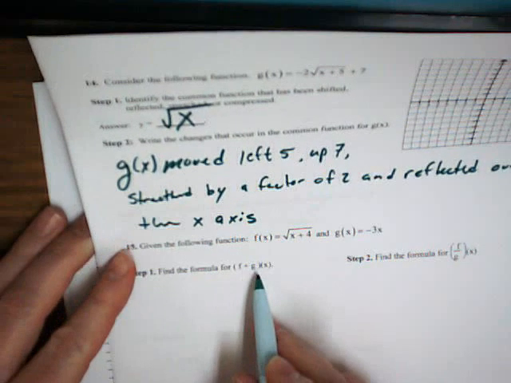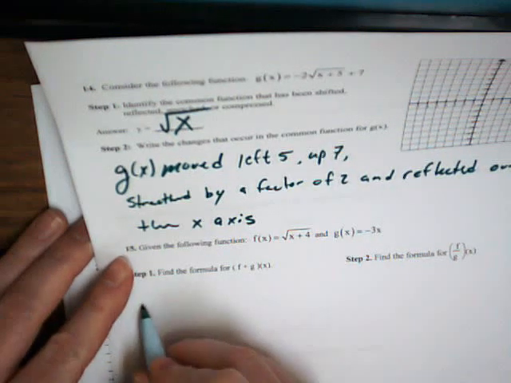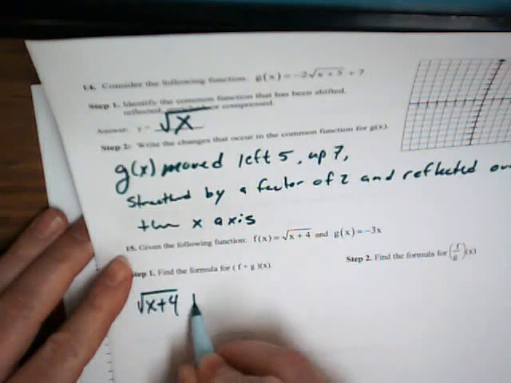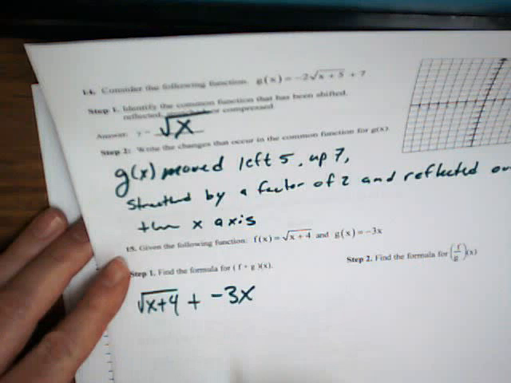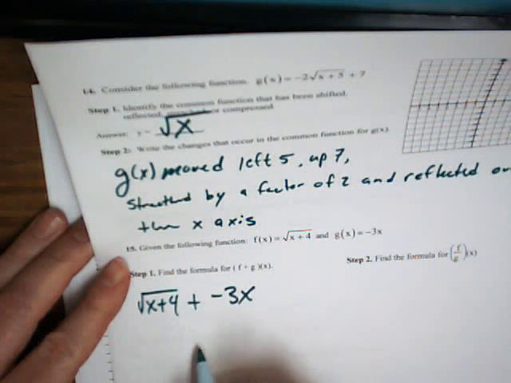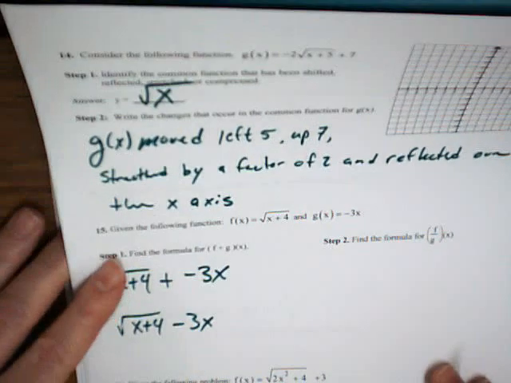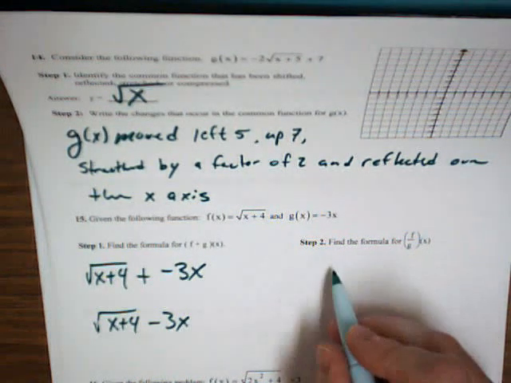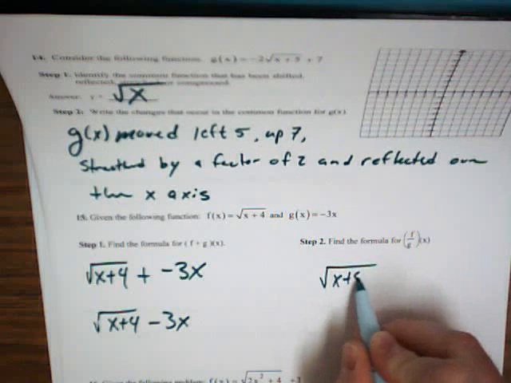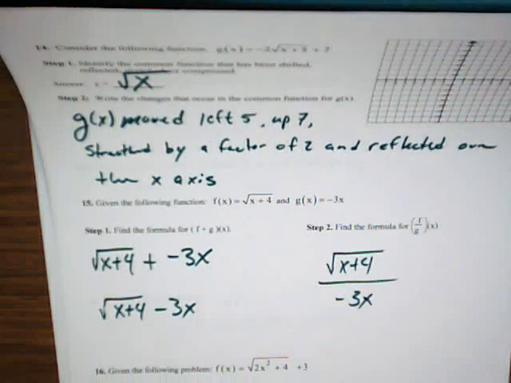So find the formula f plus g of x. So I'm going to add f of x and g of x together. And it's minus, I guess, instead of plus. It's pretty rough. Find the formula for f over g. So you put f on top, you put g on bottom.